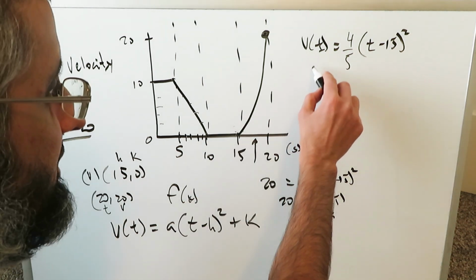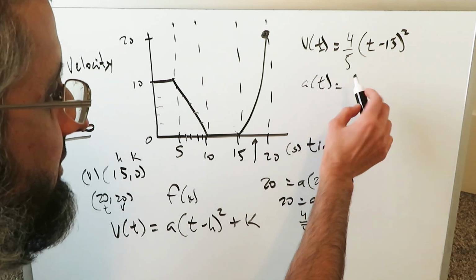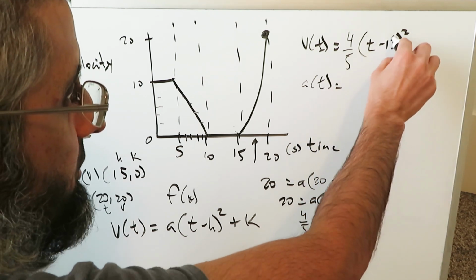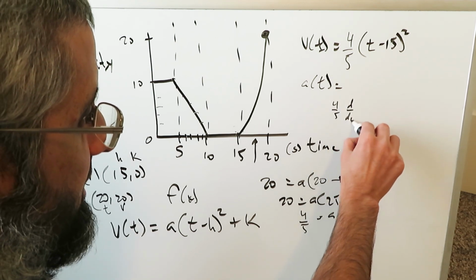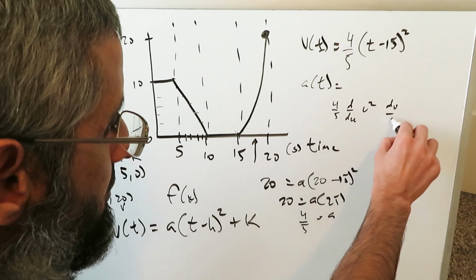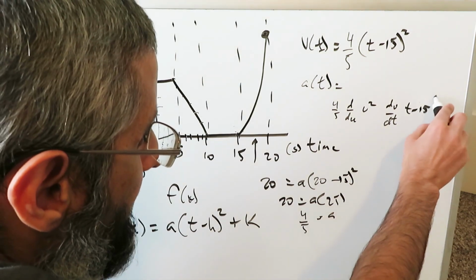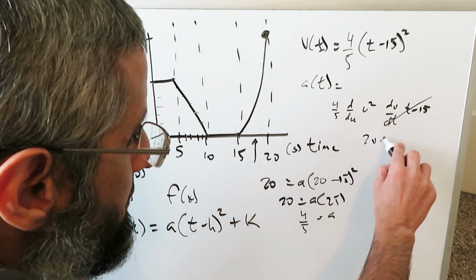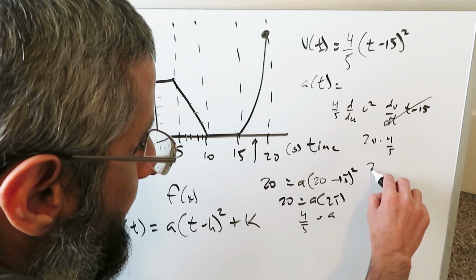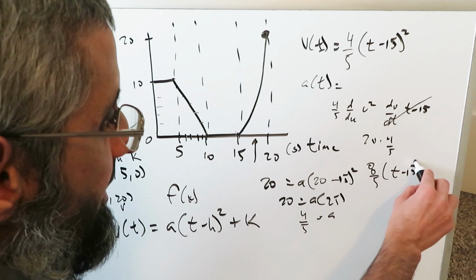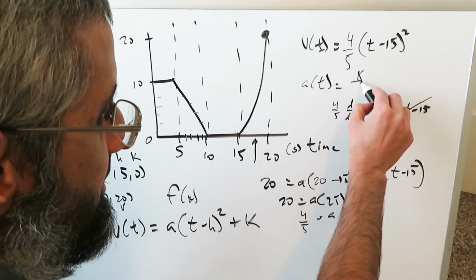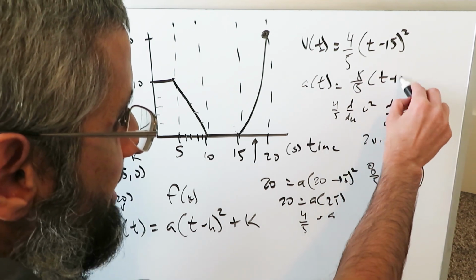This function, if I do the derivative of this, I'm going to get my acceleration function. You can do the chain rule. When you simply do the chain rule, it's not hard. You're getting a 4 over 5 times d over du of u squared, and then du over dt of (t minus 15). From all of here, you're getting a 1, but you're getting a 2u times 4 over 5. You're getting here an 8 divided by 5 times (t minus 15). That right here is my acceleration function, 8 divided by 5 times (t minus 15).